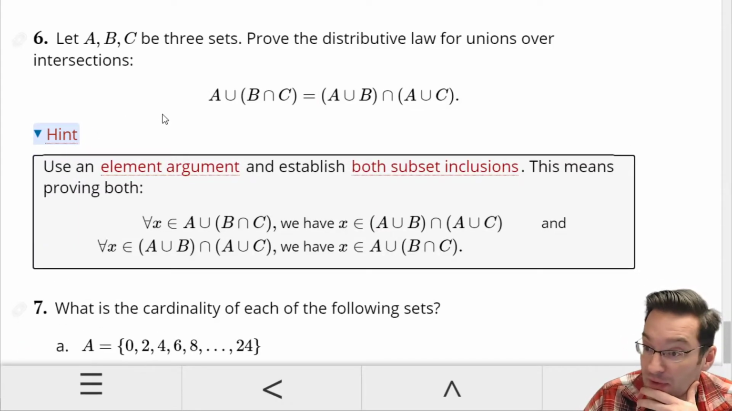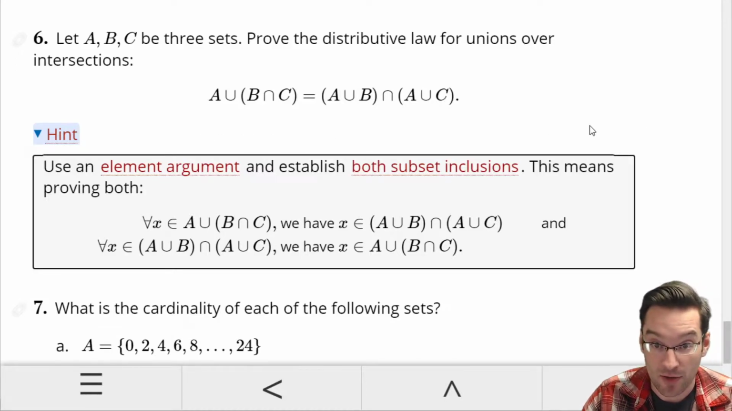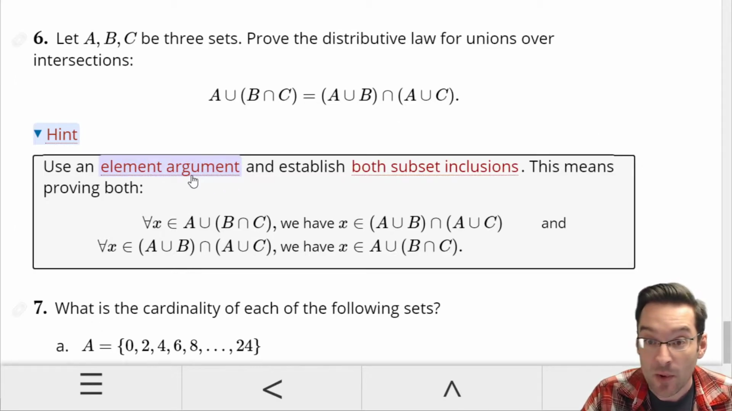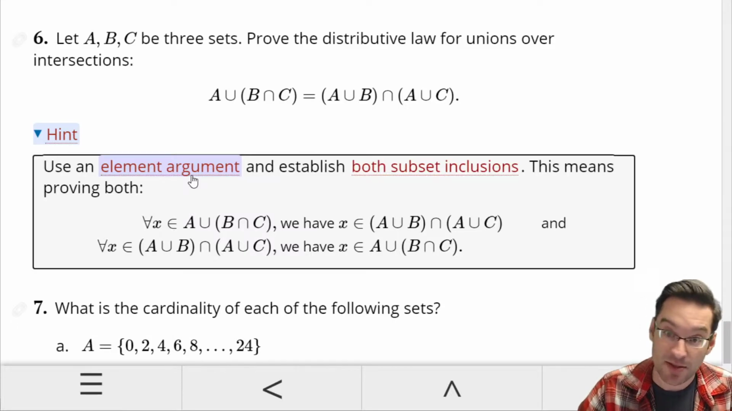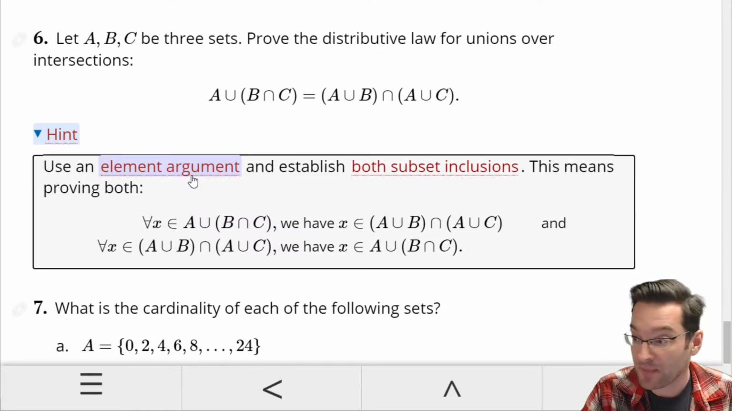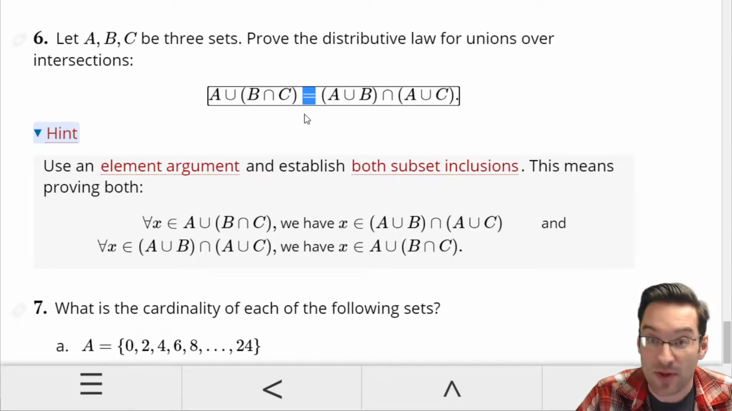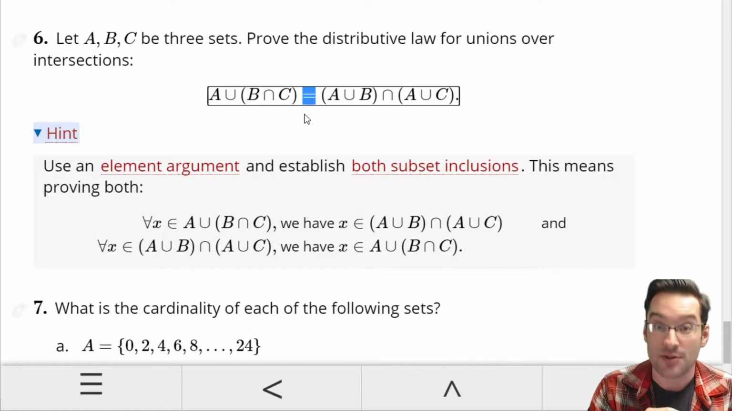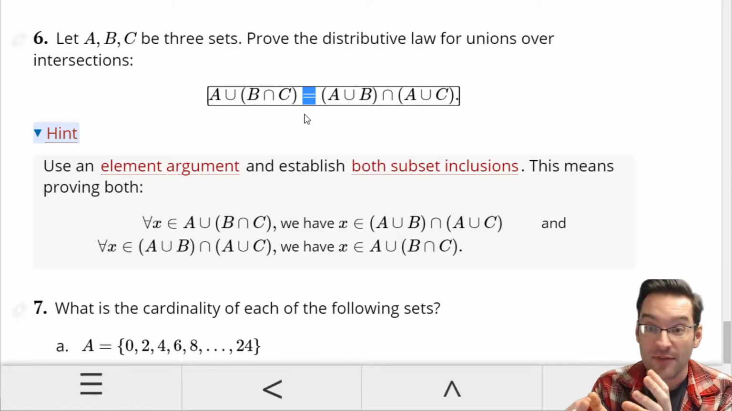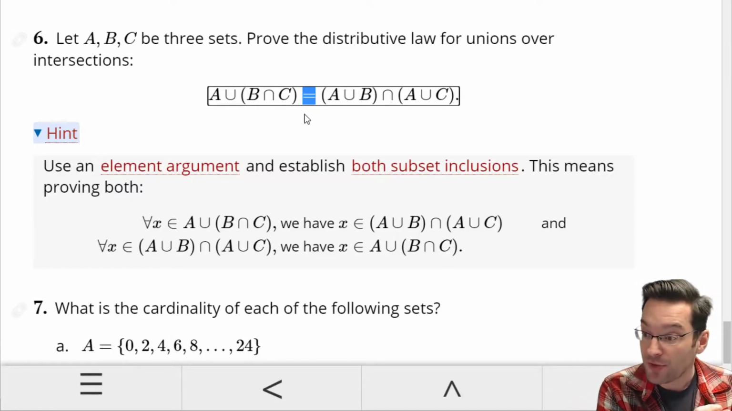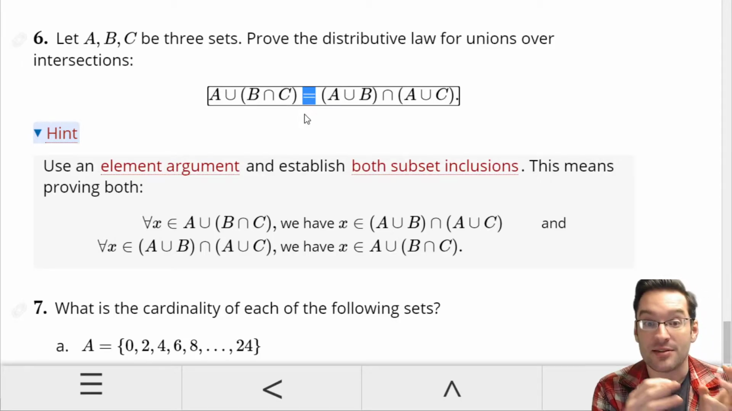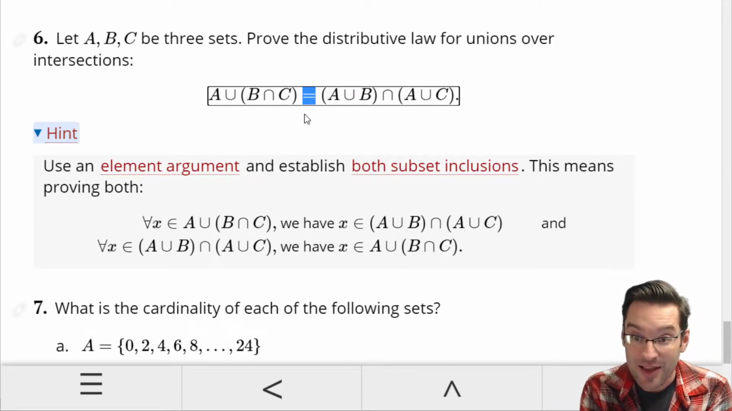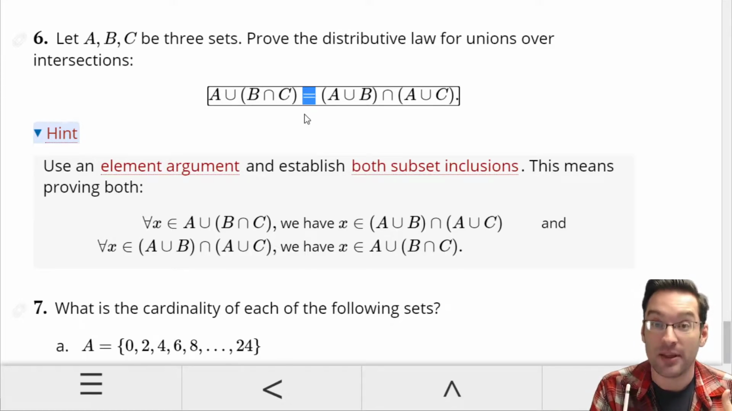In this particular iteration of this problem, I've included a little hint that's going to walk us through exactly what we want to talk about here. On the one hand, we want to use an element argument. But what an element argument does is prove that one thing is a subset of another thing. Since we have an equal sign between these two sets, we need to show the element argument going both directions. We need to show that the thing on the left is a subset of the thing on the right, but also that the thing on the right is a subset of the thing on the left. It's the same as an if and only if bidirectional implication.